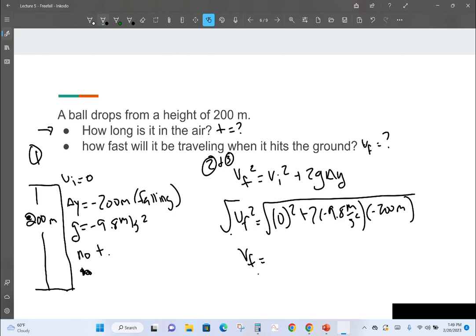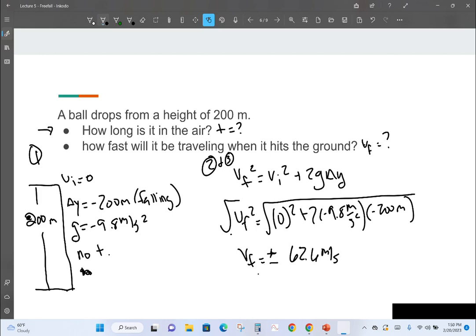So when I do this, I'm going to have negative 400 times negative 9.8. I'm going to take the square root of it, and that is going to be plus or minus 62.6 meters per second.